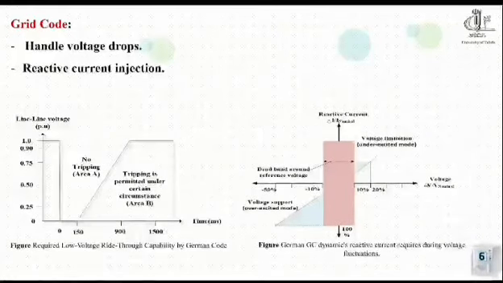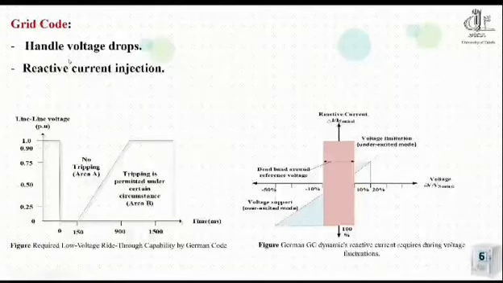a certain percentage of the rated voltage, in some cases 0% of the rated voltage, of course for a certain amount of time. This is one. Two, reactive current injection is proportional to voltage drops to improve voltage stability.